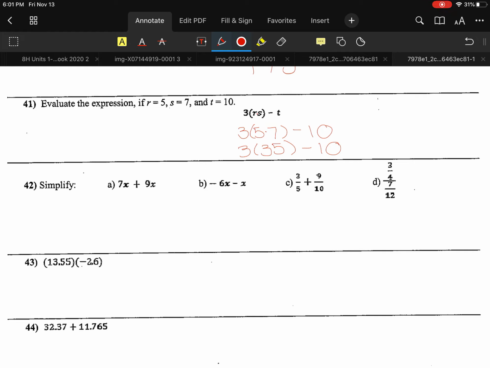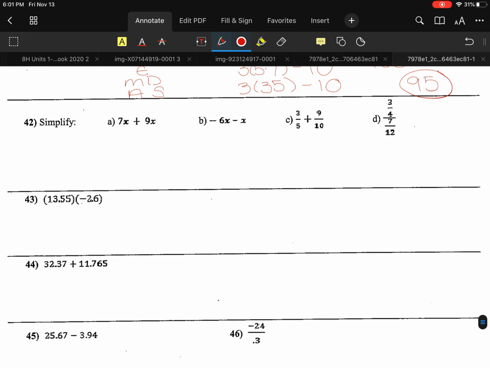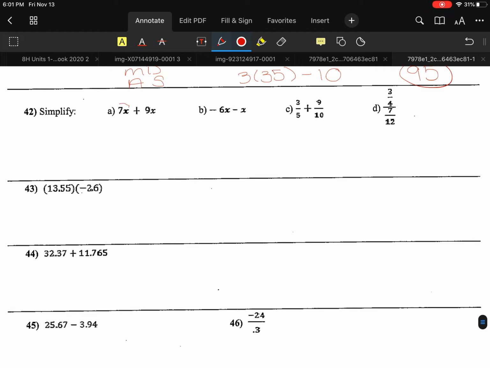I know you have a calculator, but this is not multiple choice. You need to show your steps. 3 times 35 is 105. Minus 10 is 95. You should be following PEMDAS, right? It's from Unit 1. Number 42, all from Unit 2, 7x and 9x.